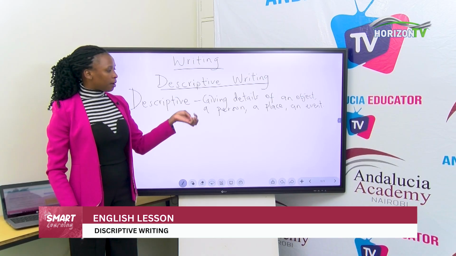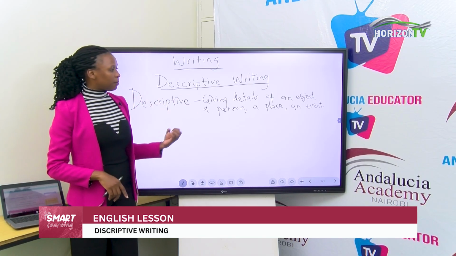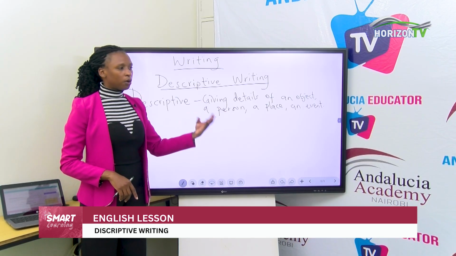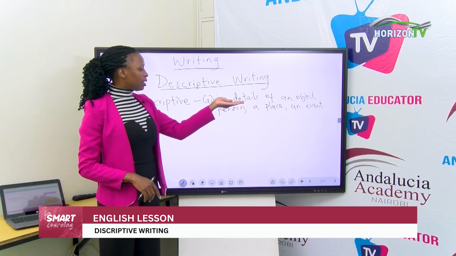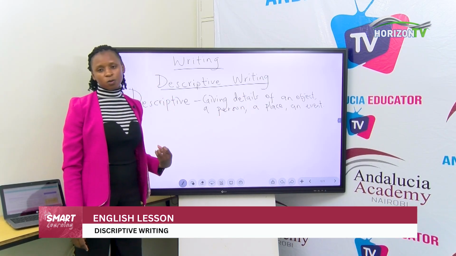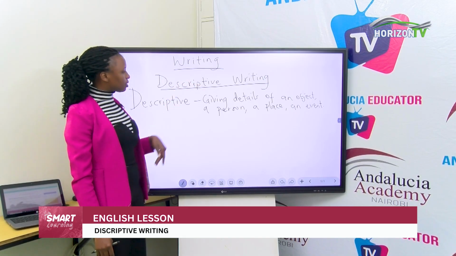If you're describing a place, in terms of distance, where and all that. If you're describing an object, of course we have mentioned the color, the shape, what it was and all. So giving details, clear details of what something or a person or a place looks like is actually called to describe. So taking us back to descriptive writing.